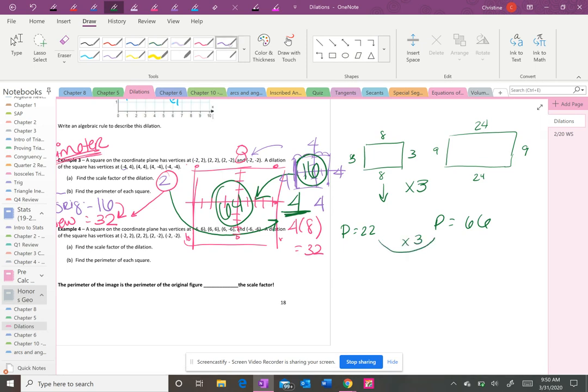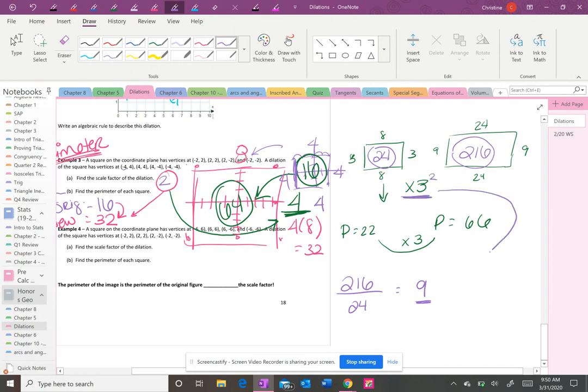But if I found the area, this area would be 24, and the other area would be 216. And if I get the scale factor of the areas, remember to get the scale factor, it's the new over the original. It's 9. Okay, and that's because you're doing it in square units. So since the original scale factor was 3, 3 squared is 9.